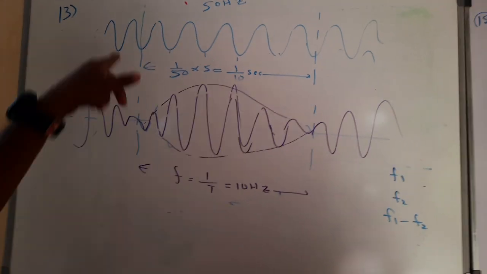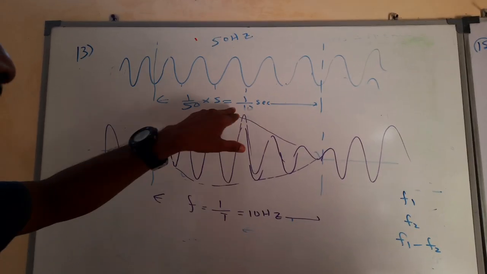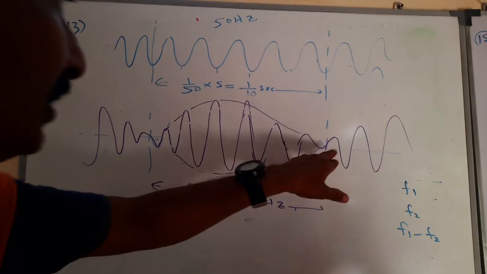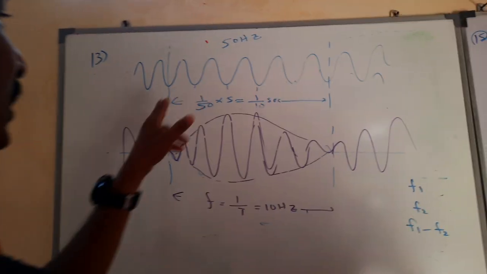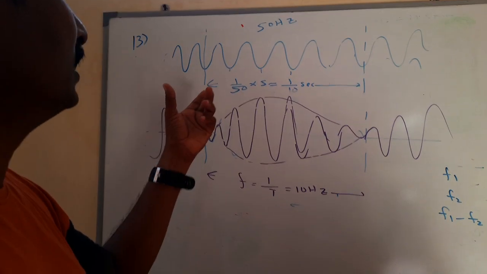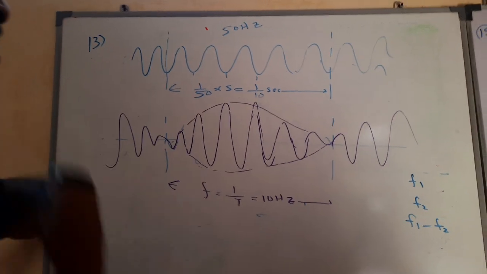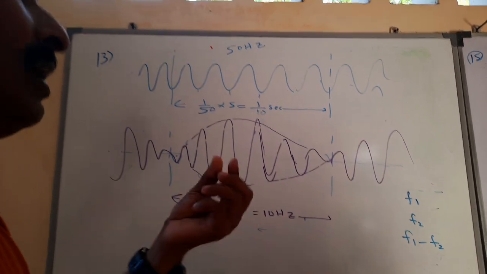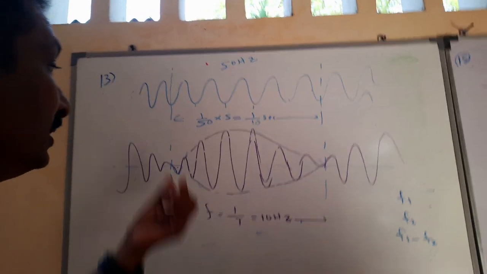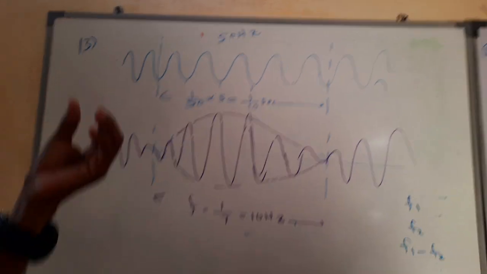How to find it? First check this time interval. This time interval means the beats interval between two faint sounds, with a loud one in between. The interval between two faint sounds is the beats interval. The inverse of the beats interval is the beats frequency, 10 hertz. That means every 1 second we hear 10 high pitch sounds.